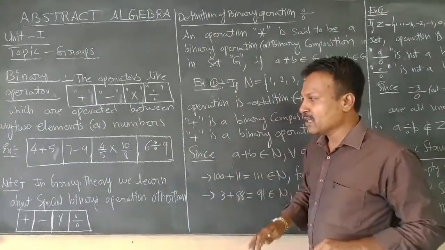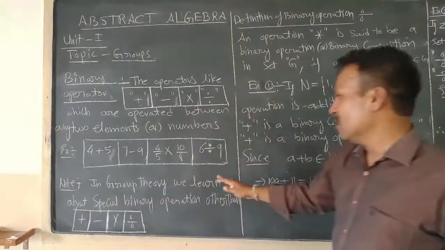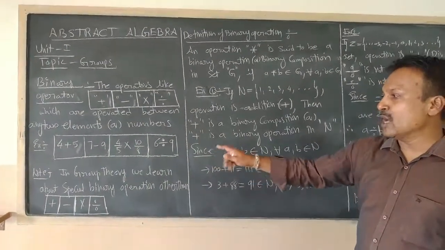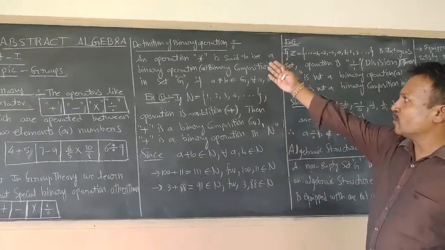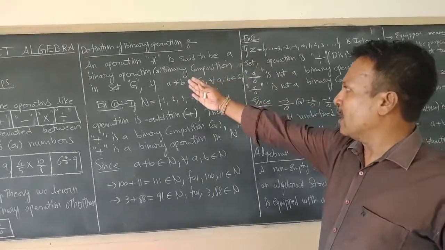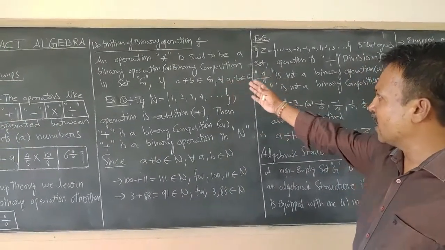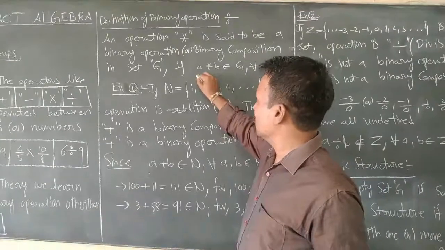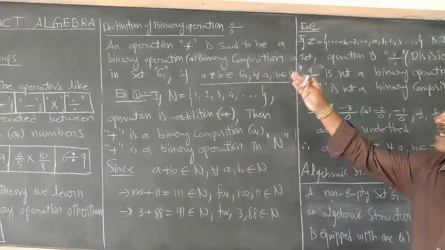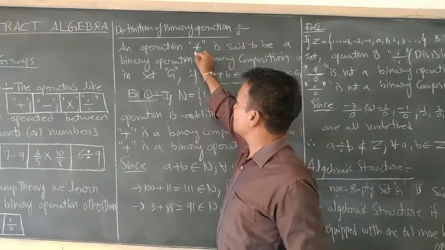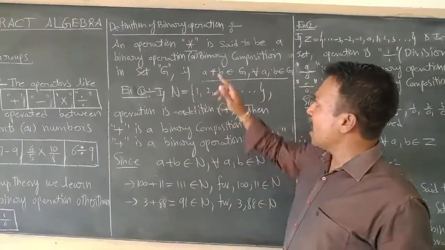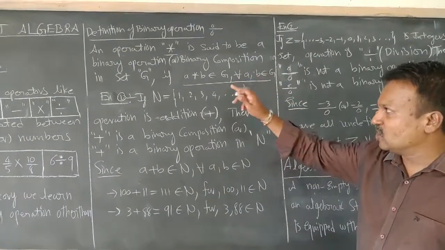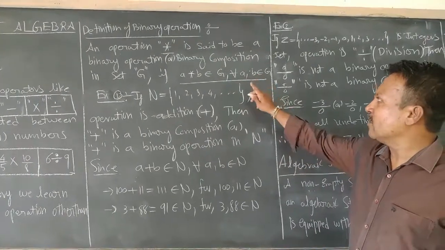In group theory, we learn about special binary operations other than plus, minus, into, and division. What are those? Let us go for the definition of binary operation. An operation star is said to be a binary operation or binary composition in set G if A star B belongs to G for every A comma B belonging to G. I repeat once again, here I am representing an operation with a symbol star. An operation star is said to be a binary operation or binary composition in set G if A star B belongs to G for every A comma B belonging to G.